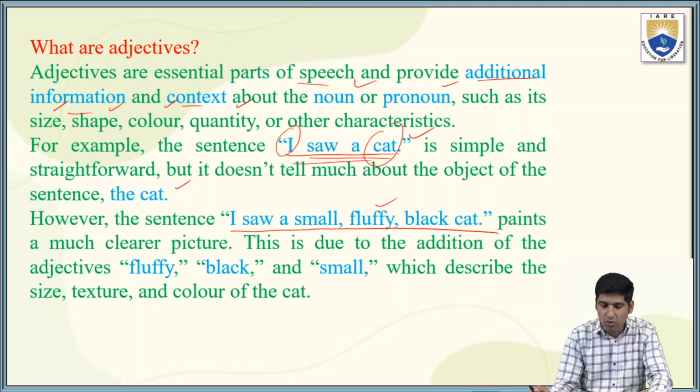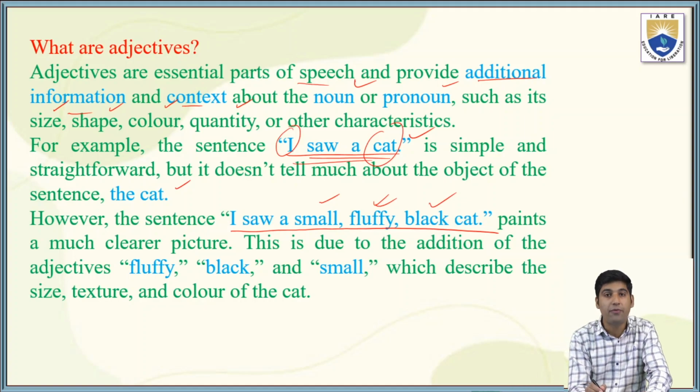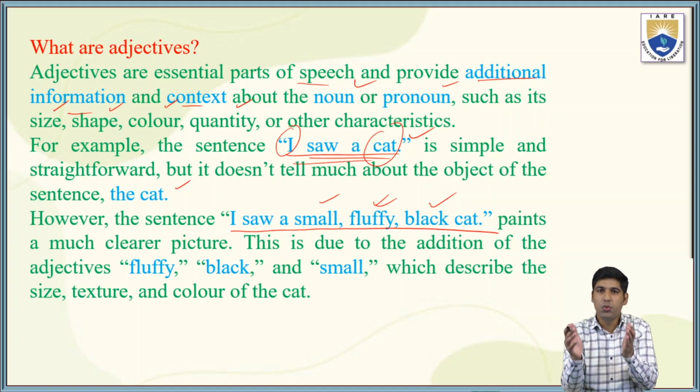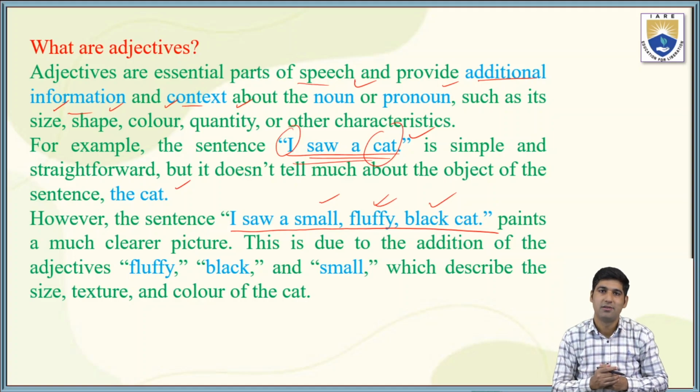Now you come to know that the cat is small, it's not big. You come to know this cat is fluffy. You come to know this cat is black in color. So this is due to the addition of adjectives. Now these are the words small, black, fluffy. These words give us some extra information about the cat.